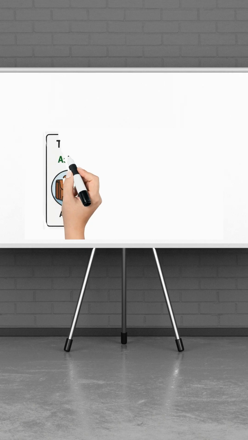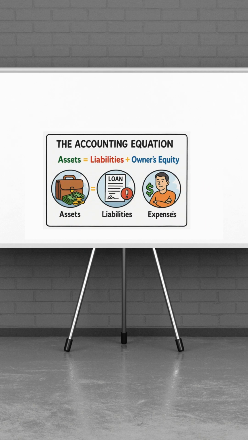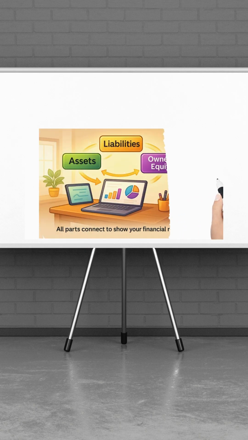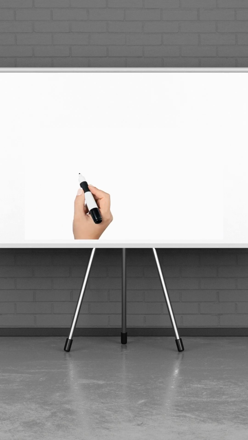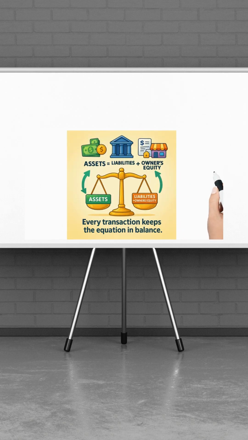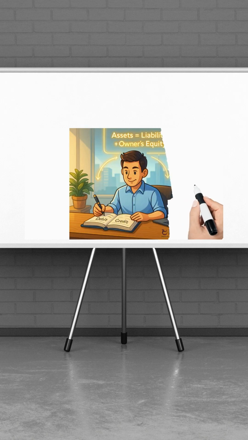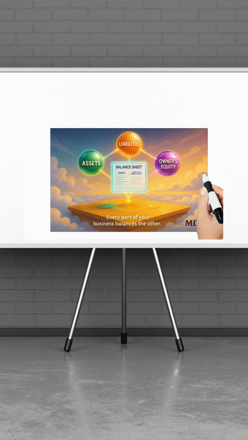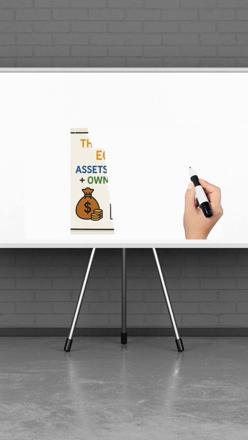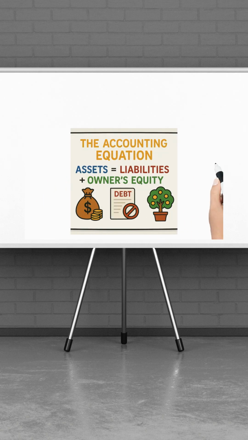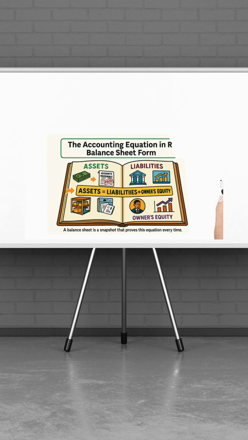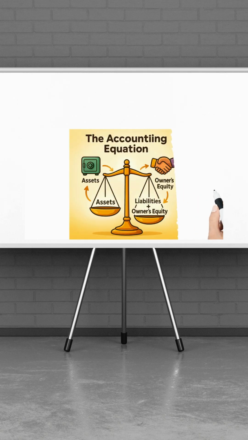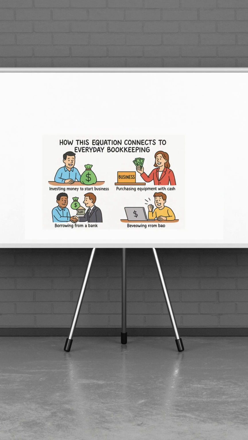So what is this magic formula? It's simply this: assets equals liabilities plus owner's equity. That's it. This single sentence is the foundation of every bookkeeping system in the world. It ensures that for every transaction, the books remain perfectly balanced. If one side of the equation changes, the other side must change by the exact same amount. This fundamental balance is what makes the entire system of double-entry bookkeeping work.